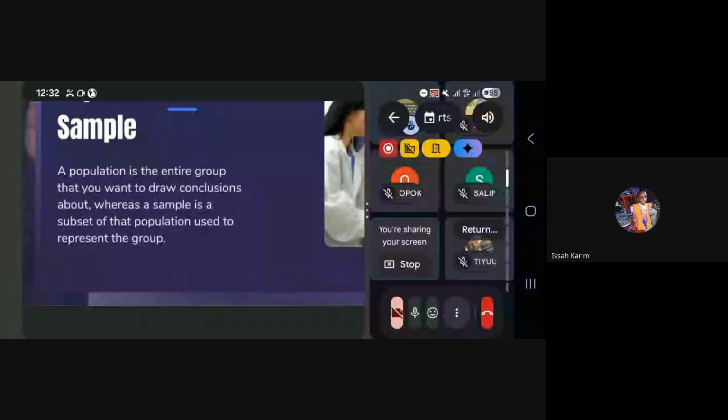Thank you, Doug. When we talk of population, we are talking about the entire group that you want to draw conclusions about. Then when you come to sample, this has to do with the subset of that population used to represent the group. Great. I like that. So that is mathematical terms being spoken there. So the population talks about the entire group, then the sample deals with just a portion of it.